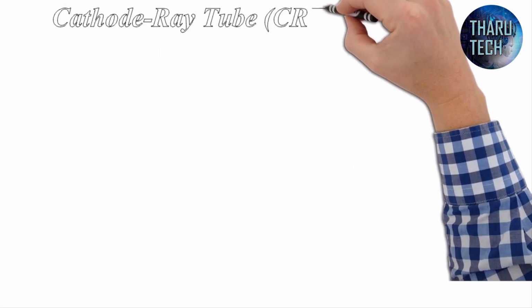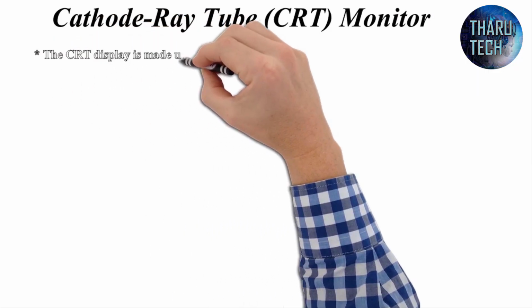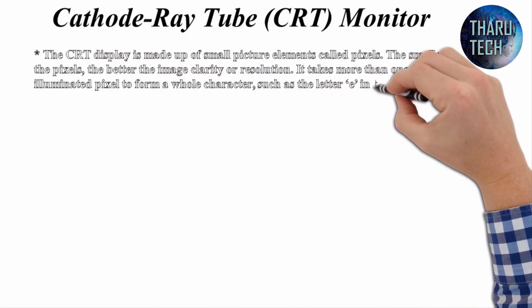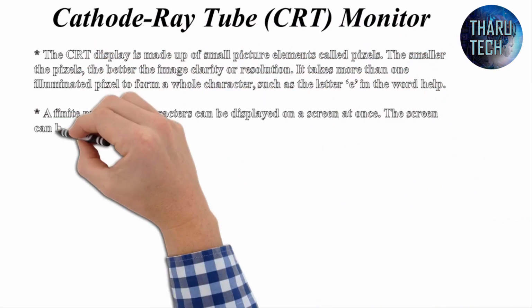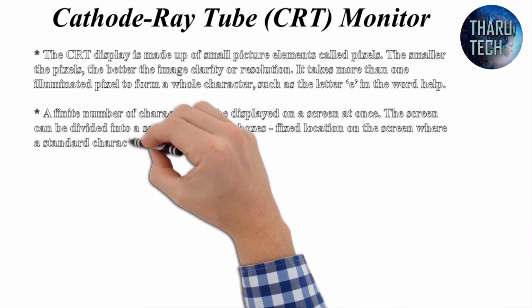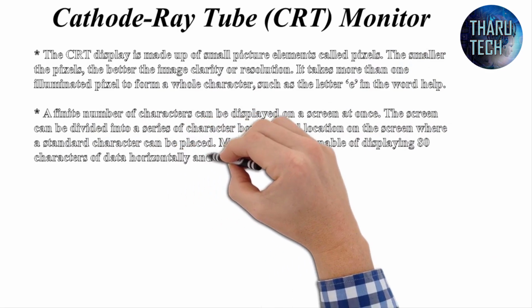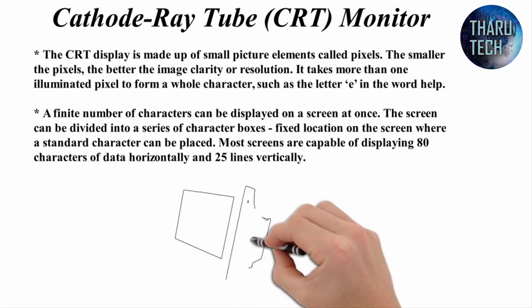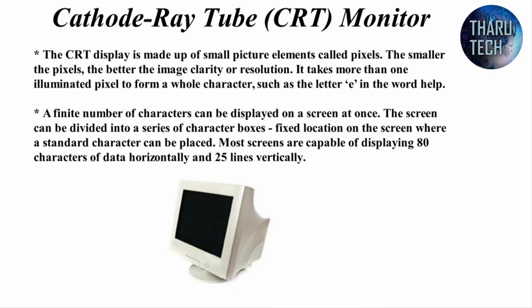Cathode-Ray Tube, CRT, monitor. The cathode-ray tube display is made up of small picture elements called pixels. The smaller the pixels, the better the image clarity or resolution. It takes more than one illuminated pixel to form a whole character, such as the letter E in the word help. A finite number of characters can be displayed on a screen at once. The screen can be divided into a series of character boxes, fixed locations on the screen where a standard character can be placed. Most screens are capable of displaying 80 characters of data horizontally and 25 lines vertically.